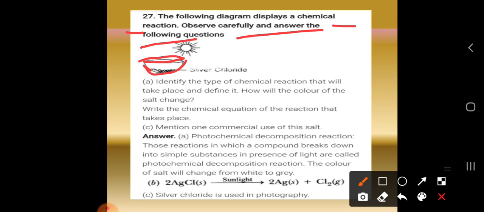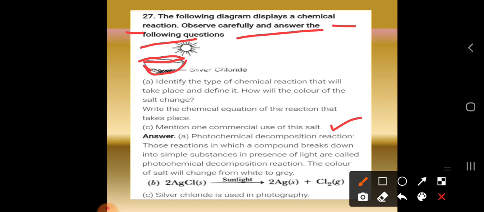So you have to identify which type of chemical reaction is going on, whether the color will change or not, and write the chemical equation for the reaction that takes place. Okay, and you also have to mention one commercial use of this salt. So totally three questions. It is in the presence of sun. So here, if silver chloride is there, just make the connection between the light and the silver chloride. Okay, so it is an example of light decomposition.